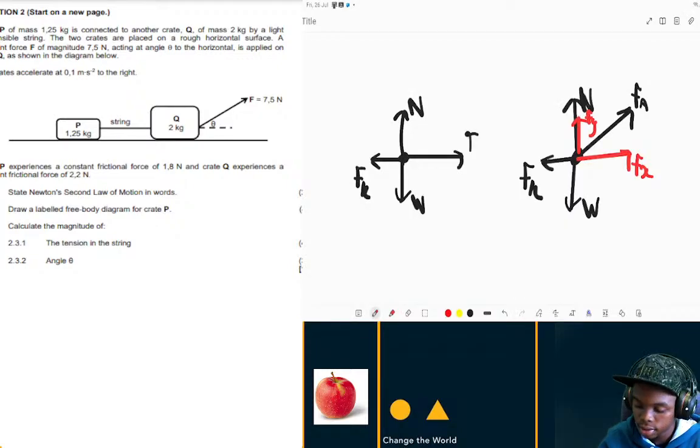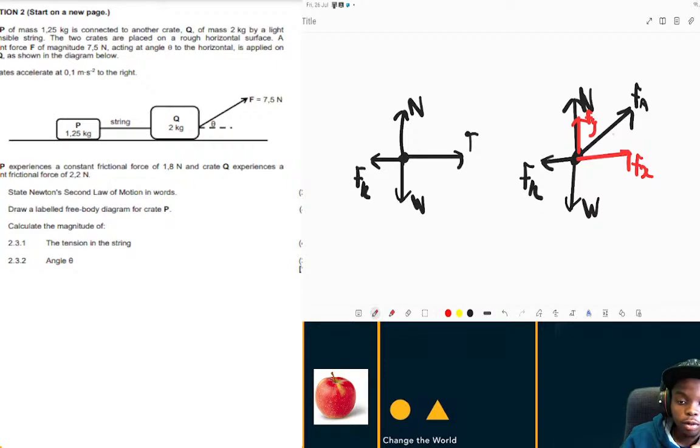Sorry guys about that. As I explained, let me go back. For block P, we have our normal, we have our weight, we have our kinetic friction, we have our tension. It's connected with a string to block Q. For block Q, we have our kinetic friction, we have our normal, we have our weight, we have our force applied. Now if you're only using force applied, you write it at an angle because it's given at an angle there.